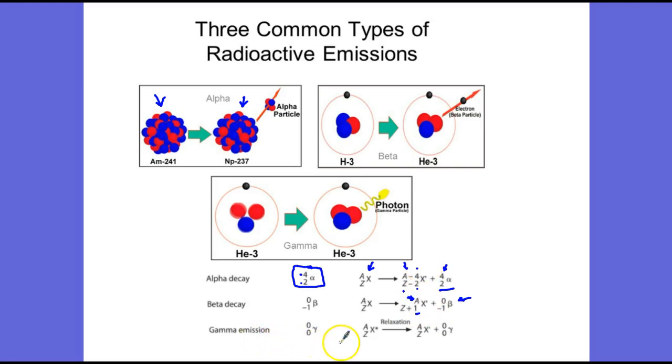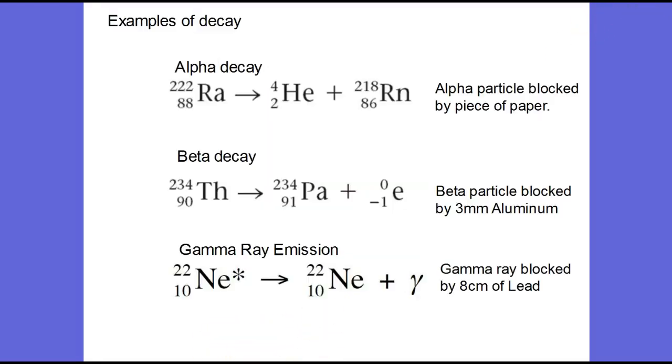And then gamma emission, it doesn't really give off a particle at all, it gives off energy. So you have an unstable nucleus, and we say it relaxes down to a stable state by giving off some energy in the form of a photon. Very high energy photon. It's very dangerous radiation.